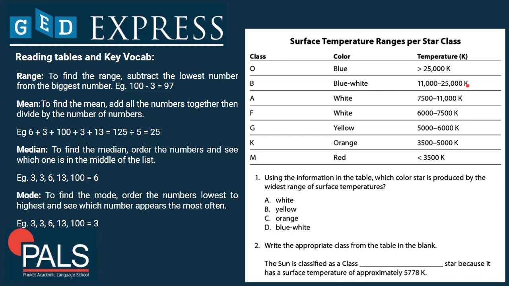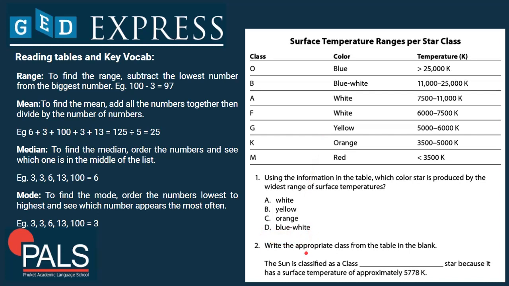11,000 to 25,000, a range of 14,000. Here we see everything is lower than 14,000, the final temperature. So all these ranges are smaller than this range. In class O and class M, we are not given a range, so the largest range must be star class B or blue-white stars. So answer D is correct in this case.